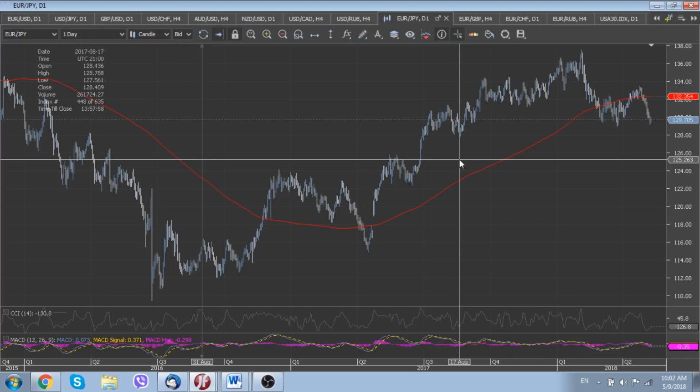That's also the really very weak economic numbers coming from the eurozone, also the political instability in Italy, and also the strength of the Japanese currency from the point of view of geopolitical risks worldwide.